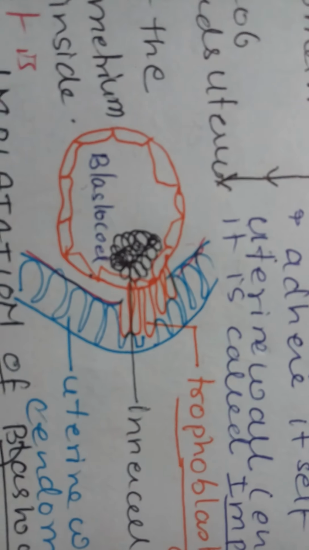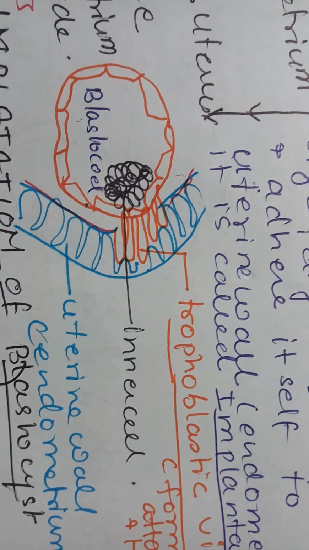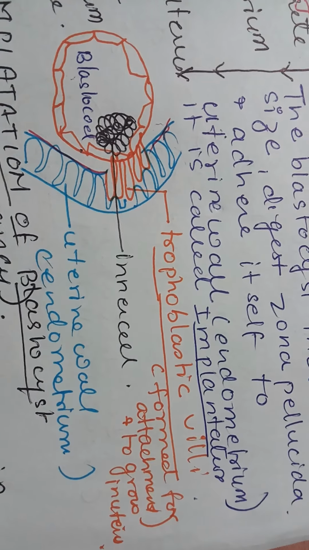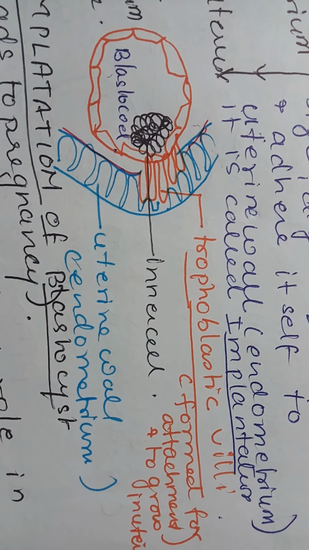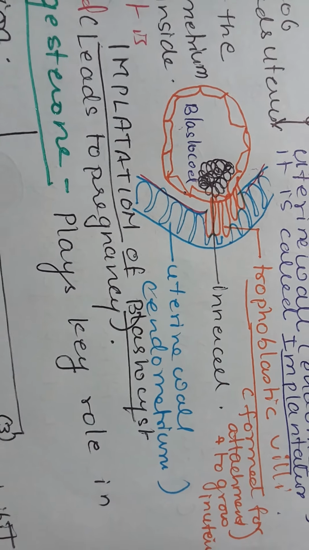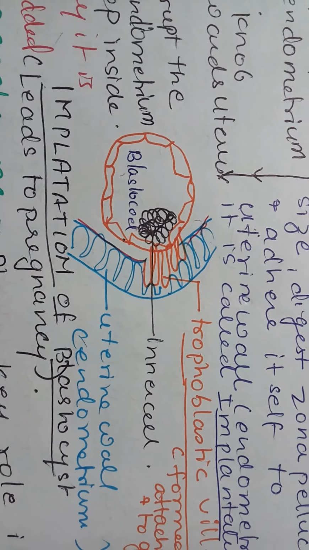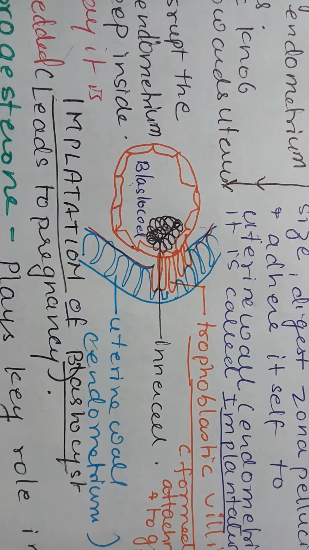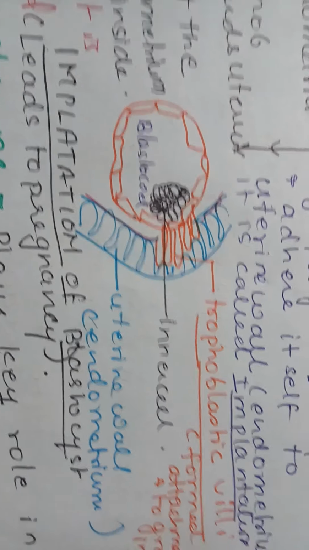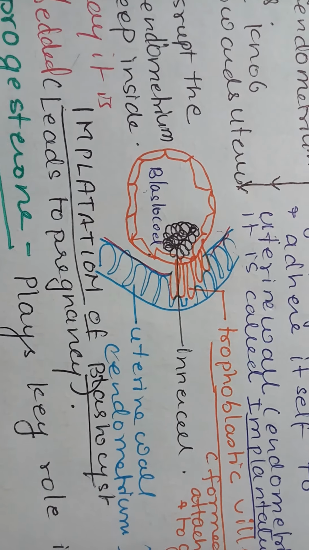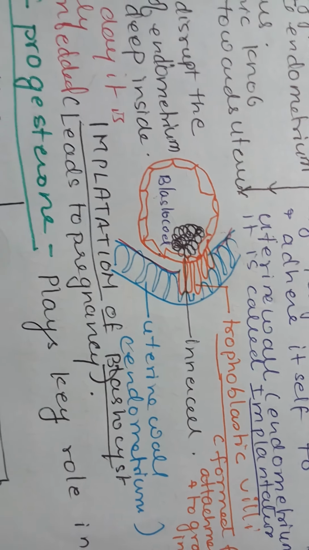Here you can see the inner cell mass, and these finger-like projections are formed, which are called trophoblastic villi, due to which it finds attachment to the endometrium. Okay, if there is no implantation, then what will happen? Then the blastocyst won't be able to attach to the uterus, and there is no pregnancy. This is also one of the stages of infertility. So implantation of the blastocyst leads to pregnancy.